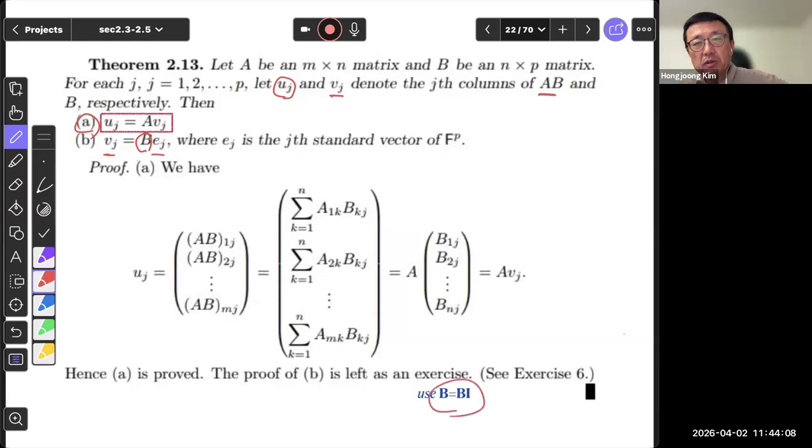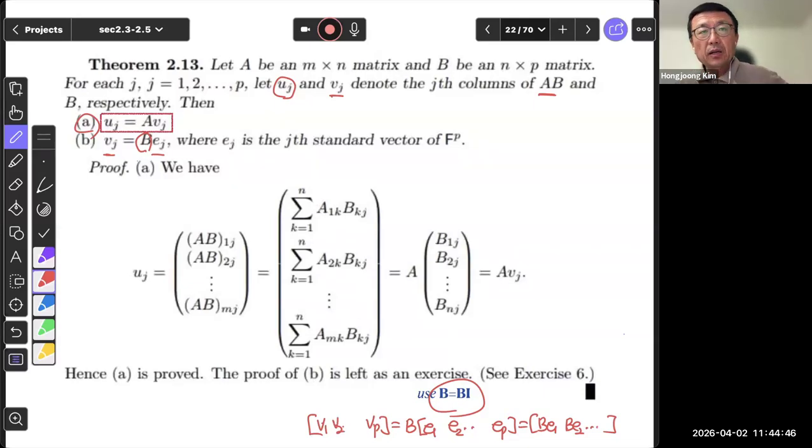So why is it so? We can use this idea: B times the identity matrix will be B. So the columns of the B matrix, v_1 up to v_p, are B times the identity, e_1, e_2, up to e_p. And that is, as in A, B times e_1, B times e_2, and so on. So B times e_1 will be v_1, B times e_2 will be v_2, and so on. So the proof is simple.